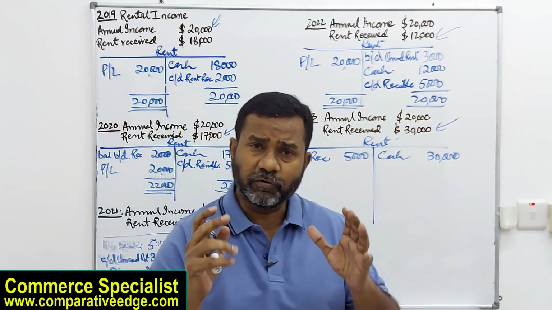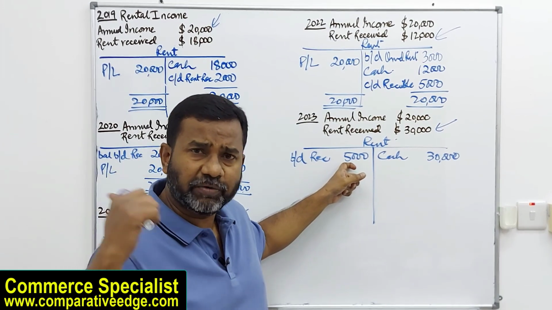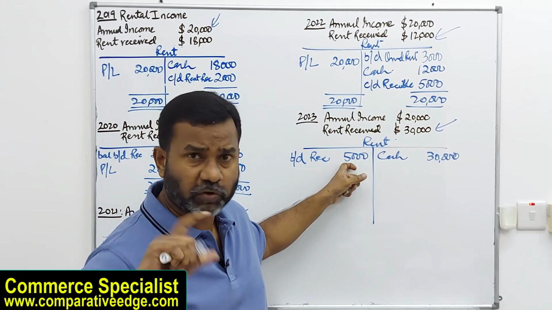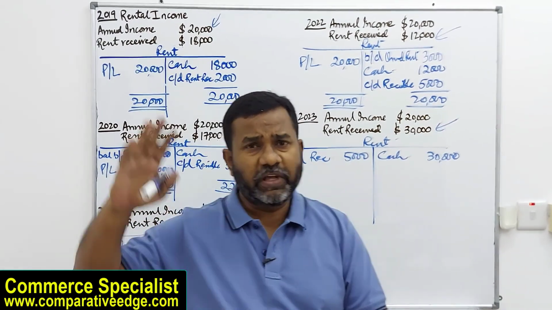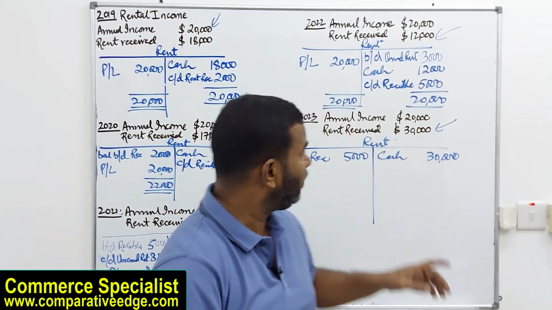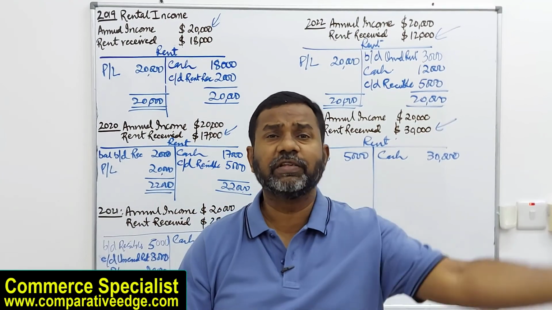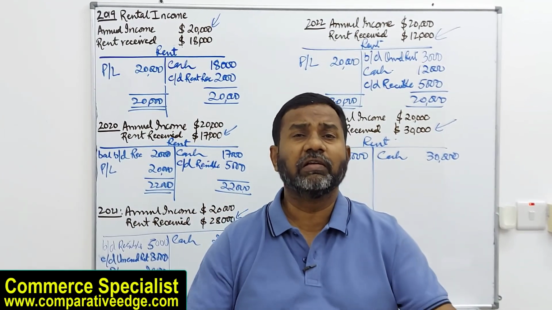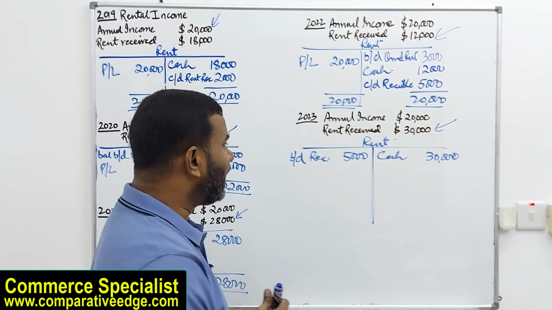Now again, we have to be careful. 5,000 we had to receive rent from the previous year, which was not received. 20,000 is the rent for the current year. So 5,000 from previous and 20,000 this year makes 25. How much rent we are receiving? 30. That means instead of 25, we are receiving 30, which means we are receiving in advance. What is received in advance is an unearned rent, which is a current liability.